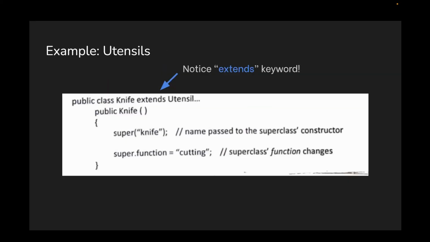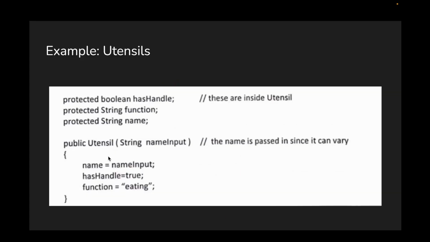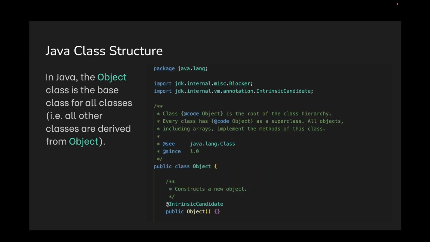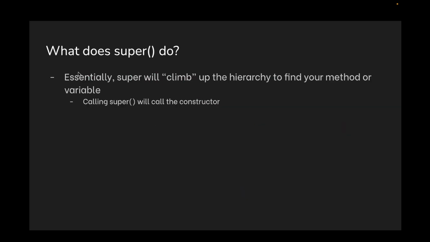But if this was private, then you wouldn't be able to do that, because private restricts the access to only within the class, within the scope of the class. So essentially super will climb up the hierarchy to find your method or variable, and calling super will call the constructor, like calling super directly.